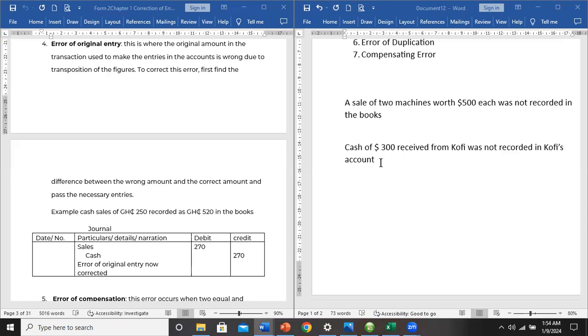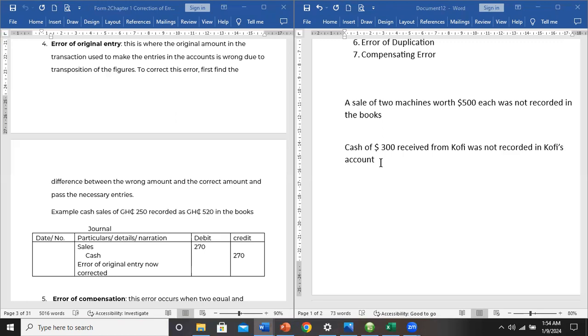So from the statement, you can see that the transaction was made in the books, but in the wrong account. Okay, so are you suggesting that it is an error of commission? Yeah. Okay, an error of commission. Sir Kenton, I think you typed something: it's an omission error because the transaction was not recorded in Kofi's account. Yes, okay. Thank you, Sir Kenton.